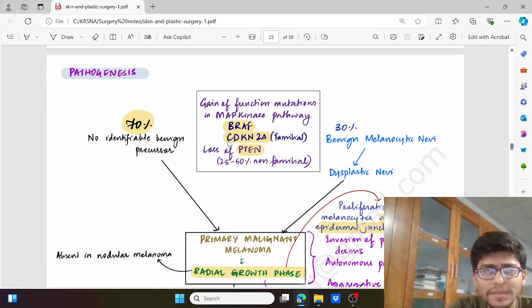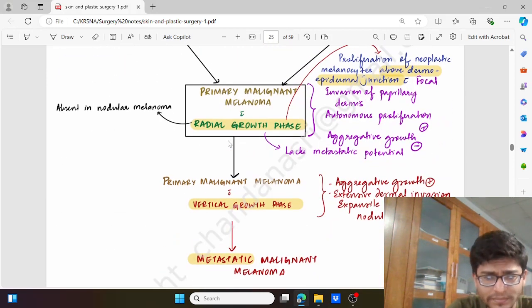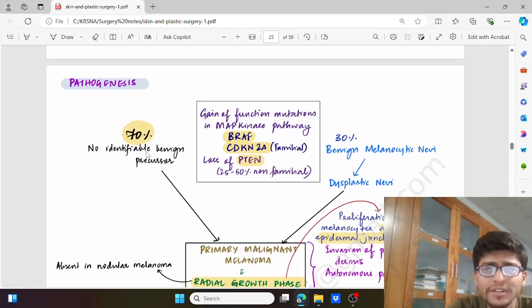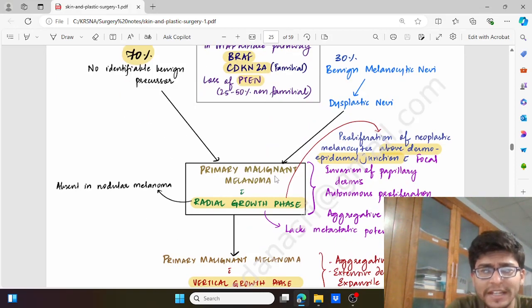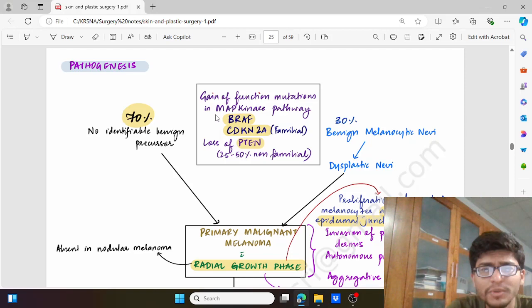So now seeing the pathogenesis in short. In 70% of the cases, there is no identifiable benign precursor, and there is a gain of function mutation. In 30%, there will be benign melanocytic nevi causing dysplastic nevi causing primary malignant melanoma with a rapid growth phase. And there are some mutations, that is gain of function mutation in the MAP kinase pathway through BRAF, the CDKN2A gene, or loss of PTEN function.